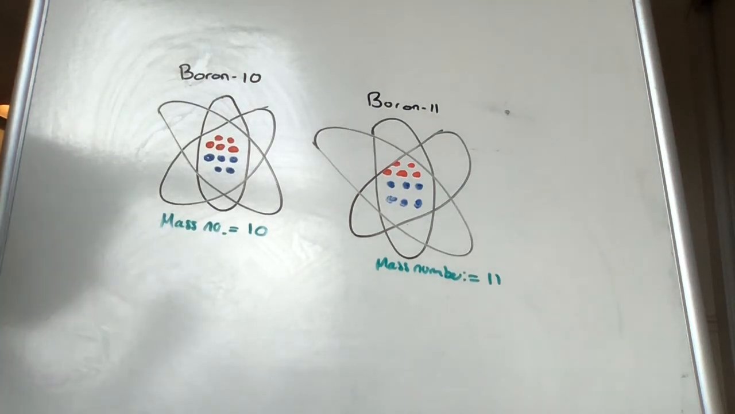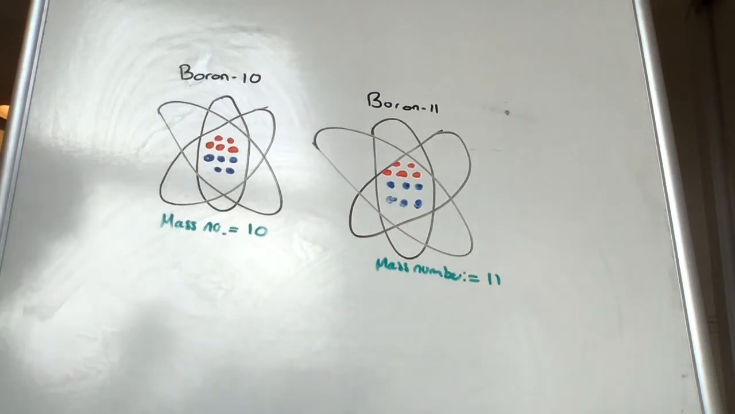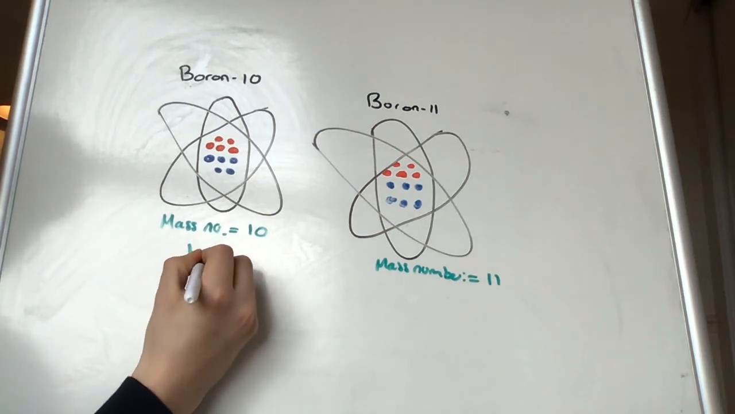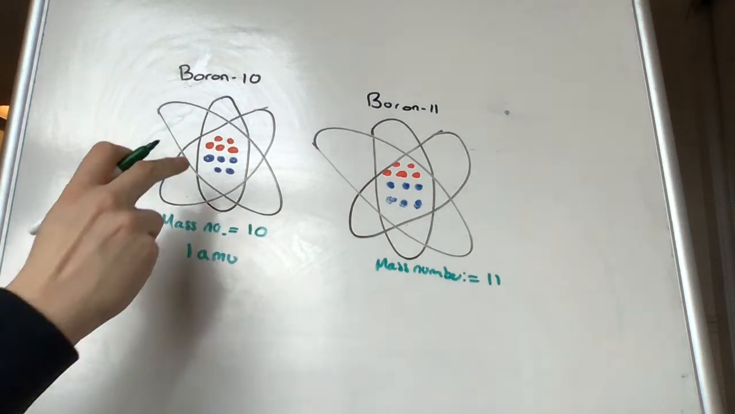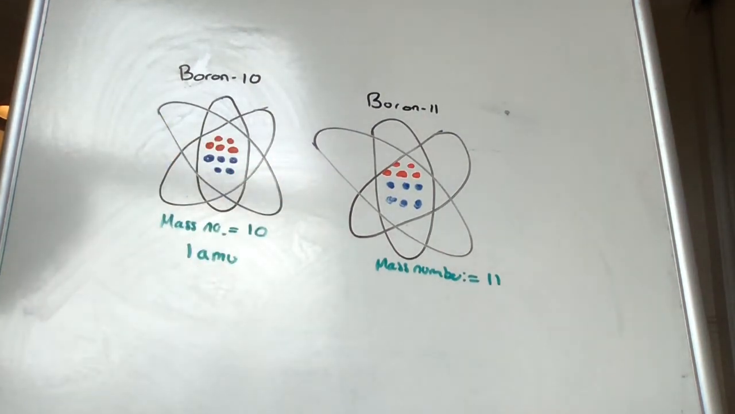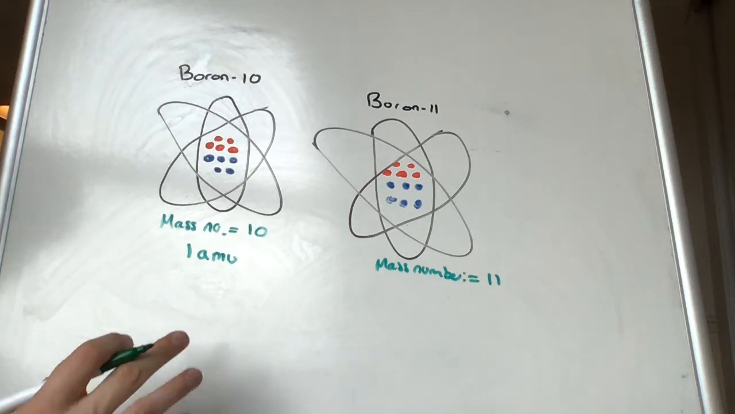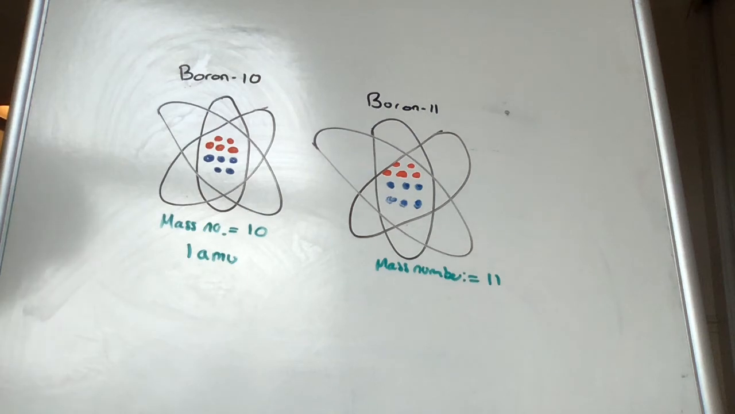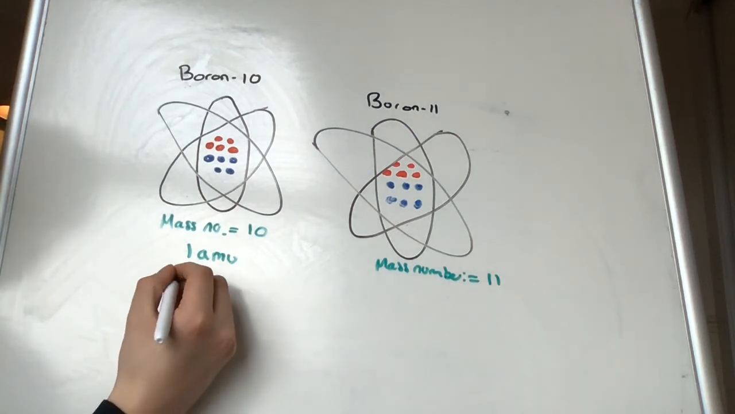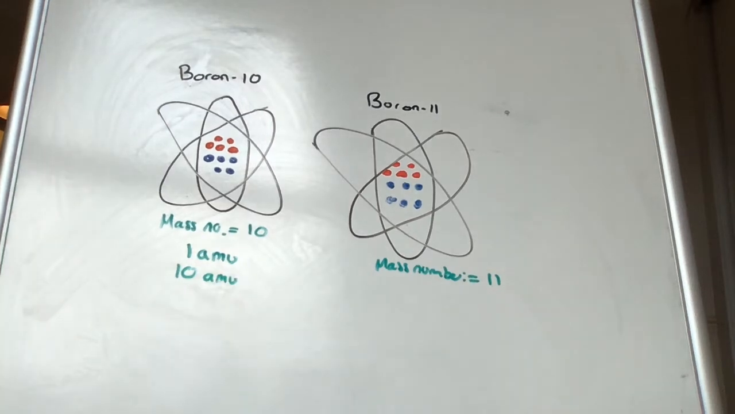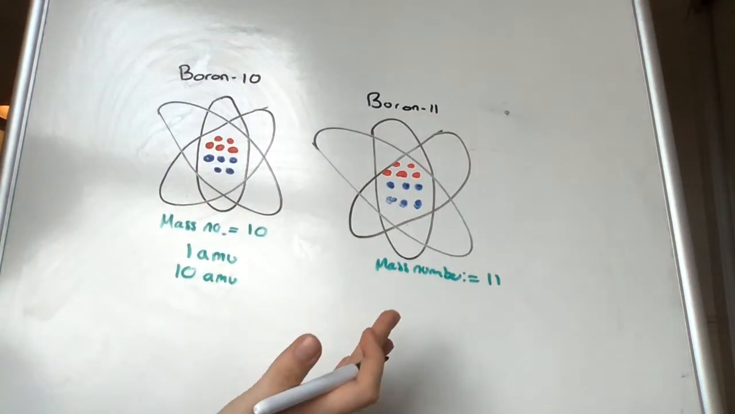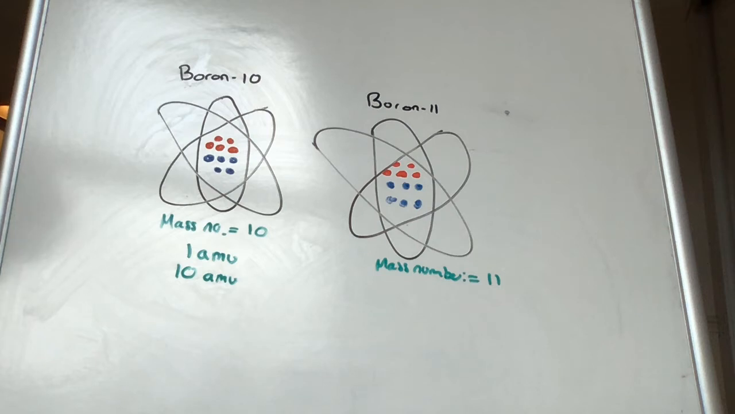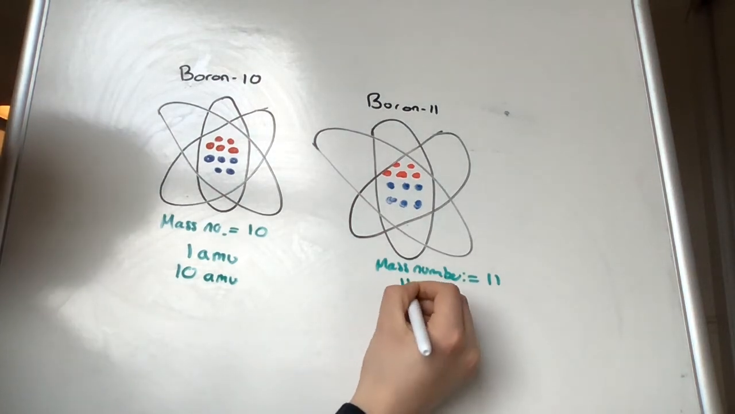Now the mass number is also important because it gives us an idea about how much the atom weighs. This is because one proton or one neutron weighs 1 atomic mass unit, so 1 AMU. Each of these little blobs, each proton, each neutron, weighs about 1 atomic mass unit. So if you have a mass number of 10, such as our boron-10 isotope, then that will weigh about 10 AMU. Now if you have a mass number of 11, such as boron-11, then that means that our boron-11 isotope will weigh about 11 AMU.